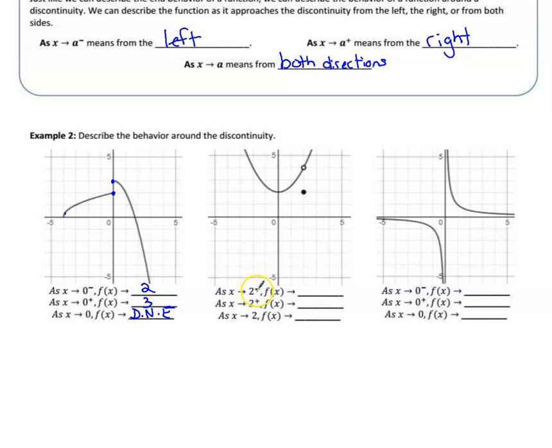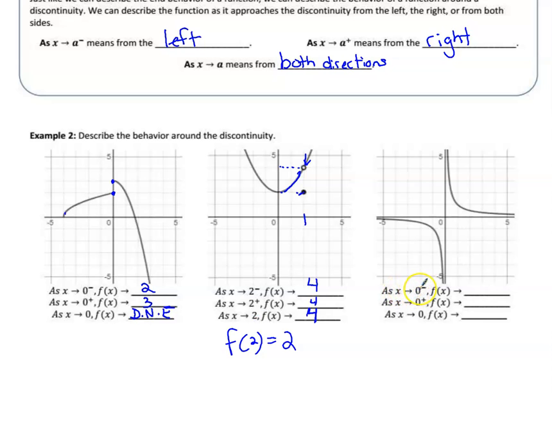On the second one, as x approaches 2 from the left and from the right, we're at a y value of 4. That means that as x approaches 2, the y value is approaching 4. Now, that's different than f of 2. F of 2 is where the solid dot would be. F of 2 is 2. So evaluating a function, you look for the solid dot. But as x goes towards a number, you look at what the y value was headed to. What y value was it trying to be?